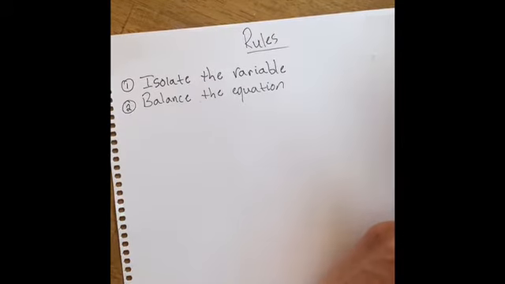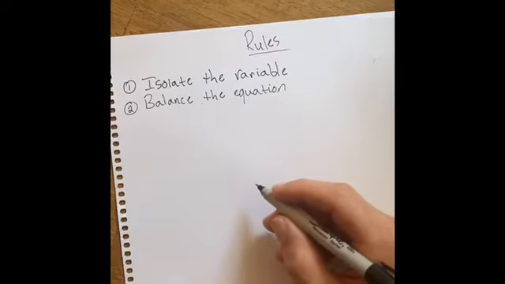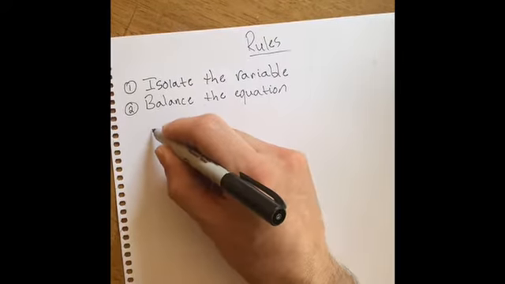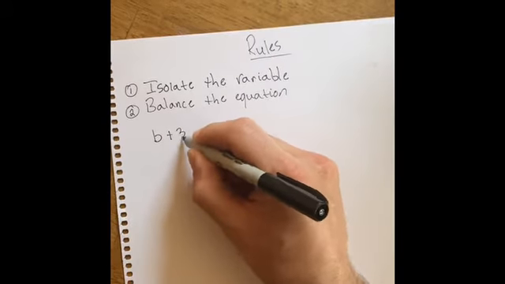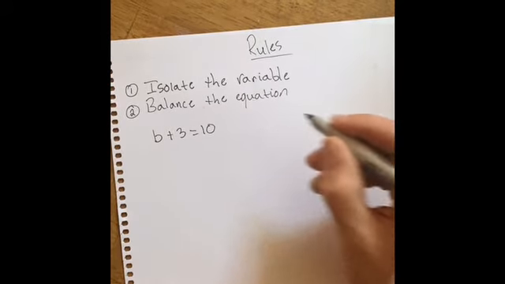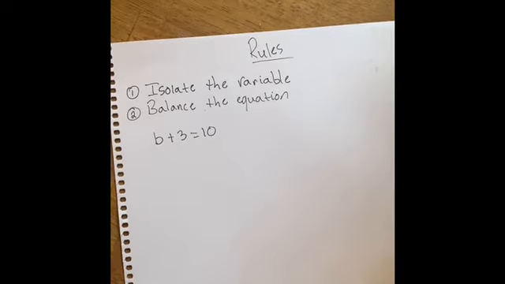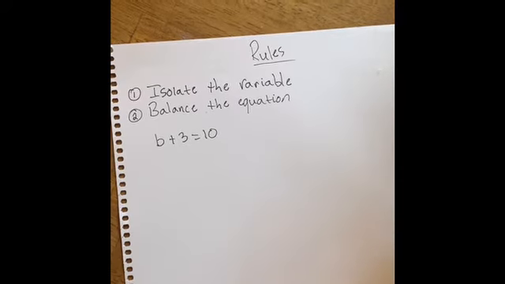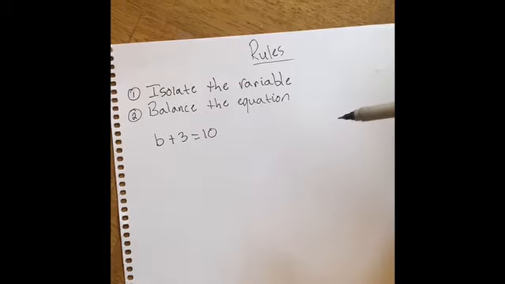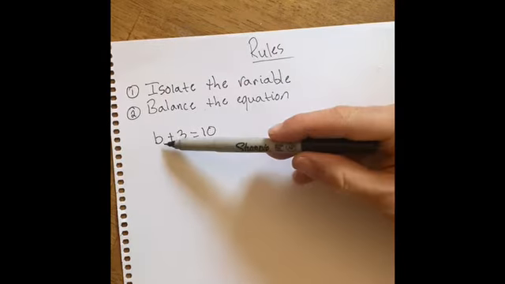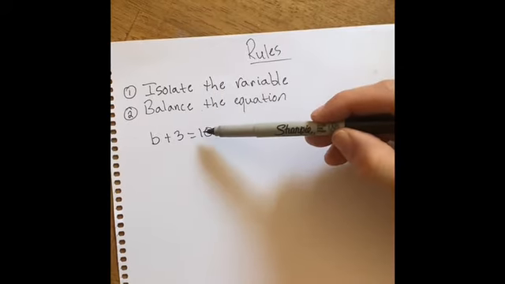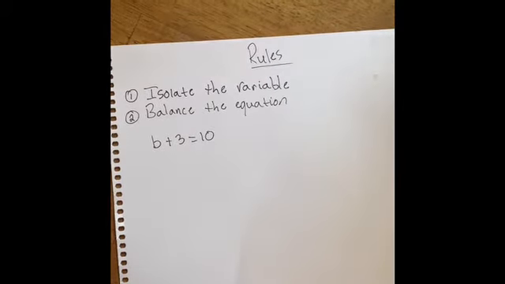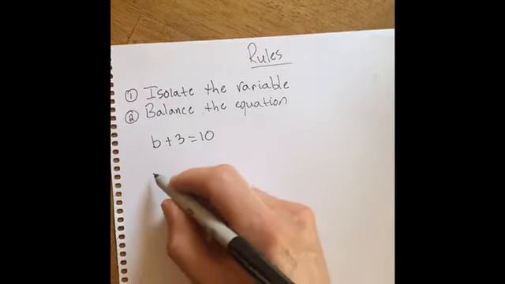So let's just run through an example here to show you how these rules get used and what they really mean. So we're going to try b plus 3 equals 10. Now, I know that you guys can look at that and quickly tell me what b is going to equal. You're going to tell me that b equals 7 because 7 plus 3 is 10. You guys already know that, but we need to use the rules to solve this. And I'm going to do that right now.